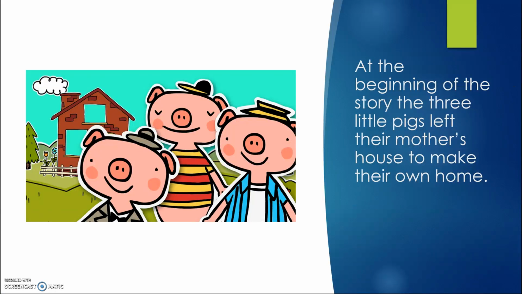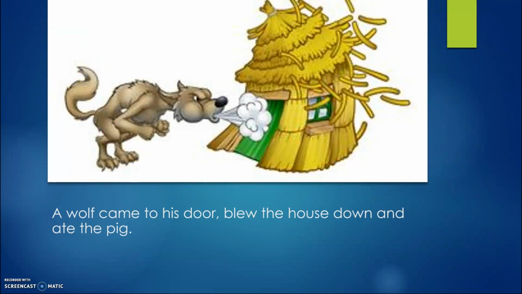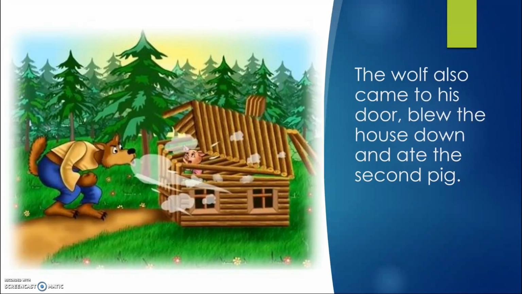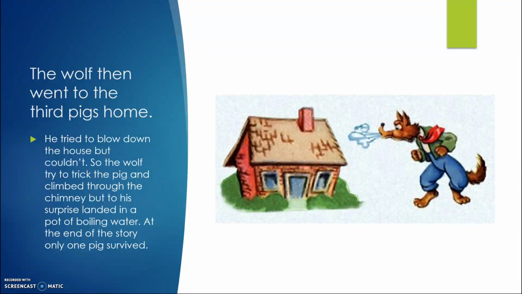At the beginning of the story, the 3 little pigs left their mother's house to make their own home. The first pig built his home with hay. The wolf came to his door, blew the house down, and ate the pig. The second pig made the house out of sticks. The wolf also came to his door, blew the house down, and ate the second pig. The third pig built his home out of bricks.